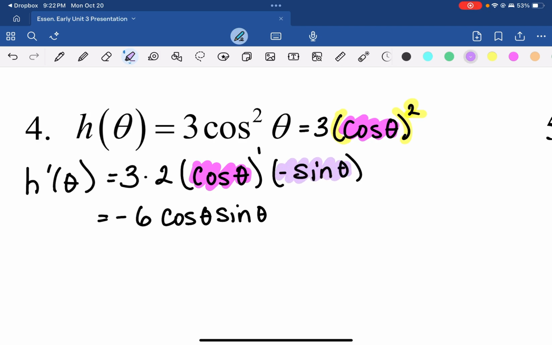Go through color code a little bit. Actually, maybe I'll do the 3. We'll do it here. Right, and that 3 is a constant, so it's just going to kind of chill out front.